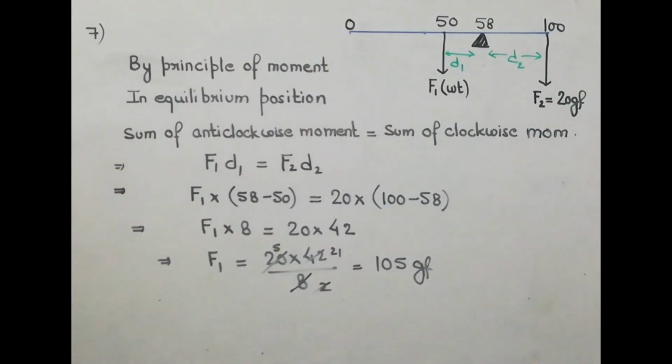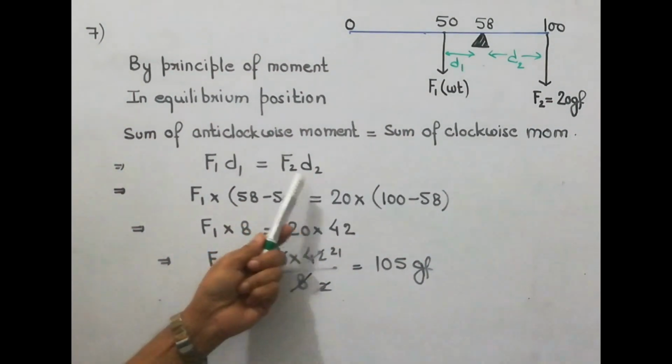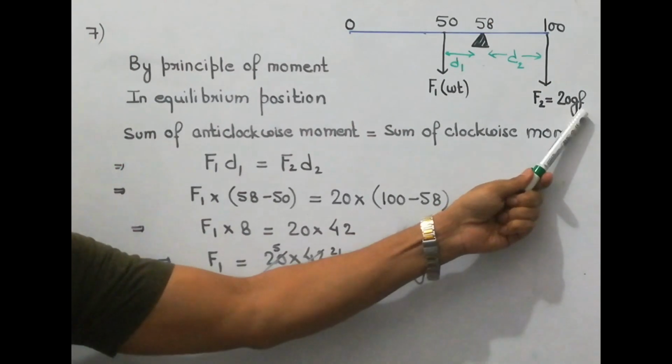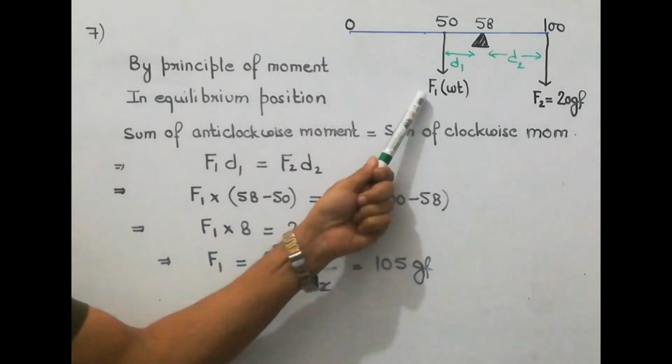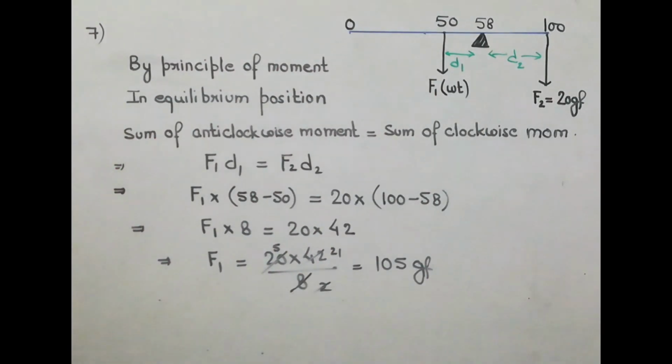Now here you can see this F2 was in GF, so F1 you will get in GF. And what is F1 representing? It is representing the weight of the scale. So in the question, what they have asked for is the weight of the rule.